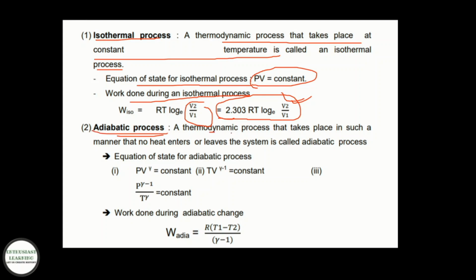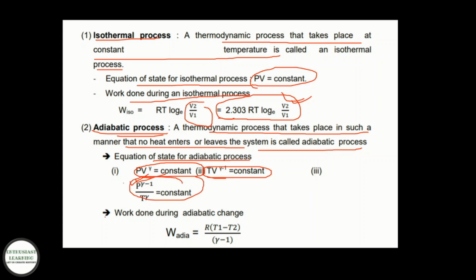Adiabatic process: a thermodynamic process that takes place in such a manner that no heat enters or leaves the system is called an adiabatic process. Equation of state for adiabatic processes is PV^γ = constant and TV^(γ-1) = constant. So P^(γ-1)/T^γ = constant. Work done during adiabatic processes is R(T1 - T2)/(γ - 1).